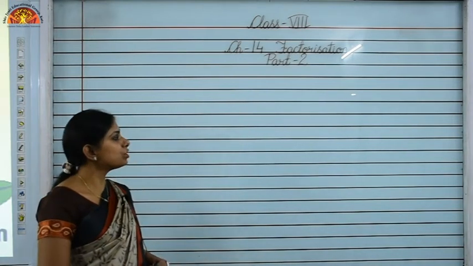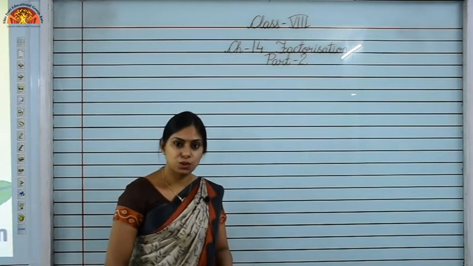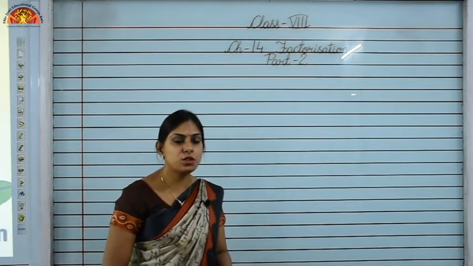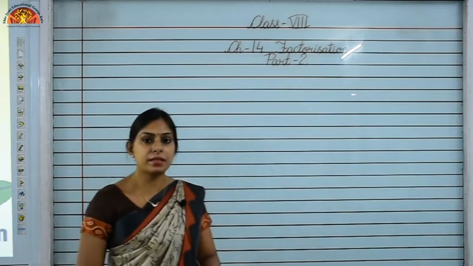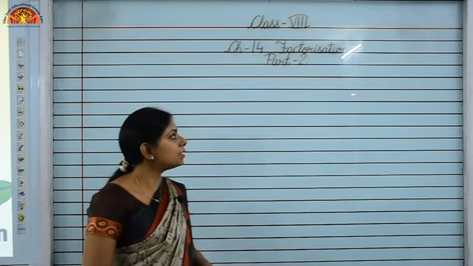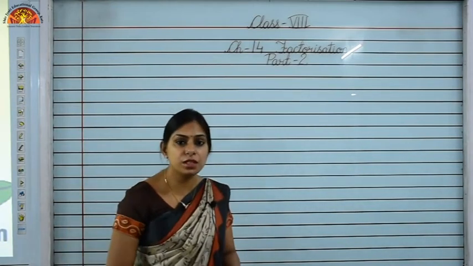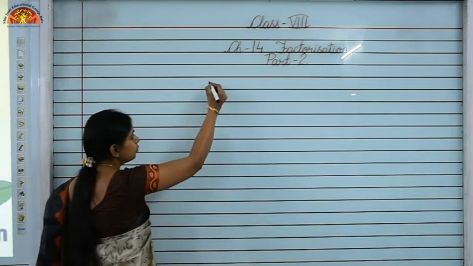Today we will start with chapter 14, Factorization part 2. Children, in part 1, as you remember, we learned about the different methods of factorization. In part 2 we will learn about the division of a monomial by a monomial.